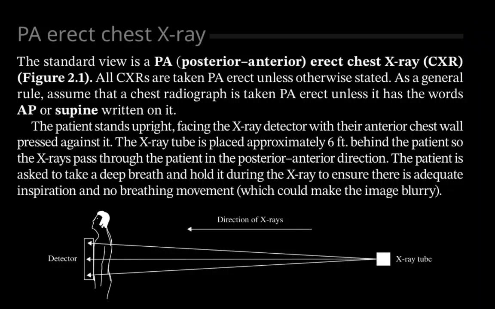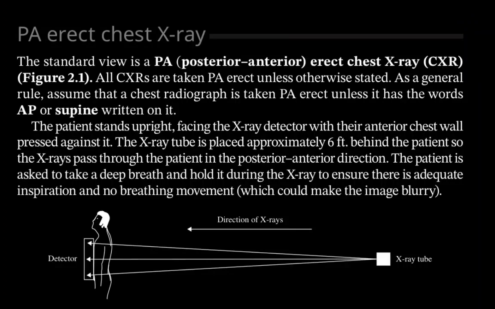The standard view is a posterior anterior erect chest x-ray. All chest x-rays are taken posterior anterior erect unless otherwise stated, unless you, the doctor, wrote that I need a lateral chest x-ray. But once we write chest x-ray, most probably it will be done in posterior anterior erect position. As a general rule, assume that a chest radiograph is taken posterior anterior erect unless it has the words AP or supine written on it.